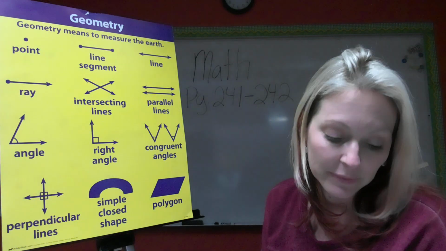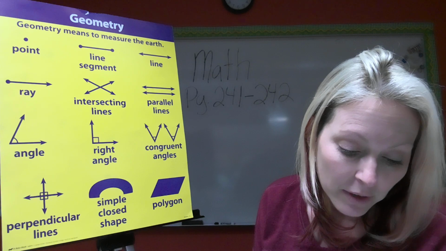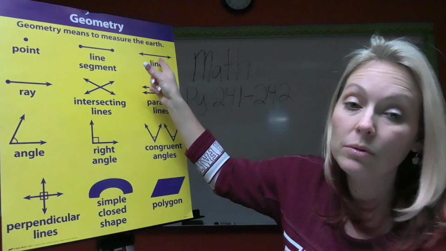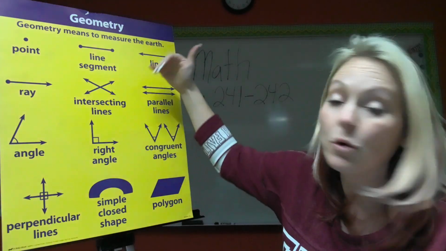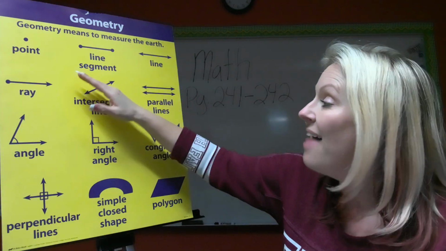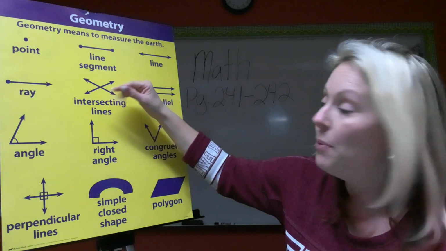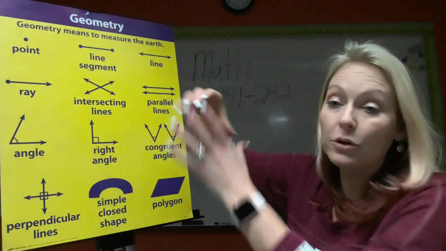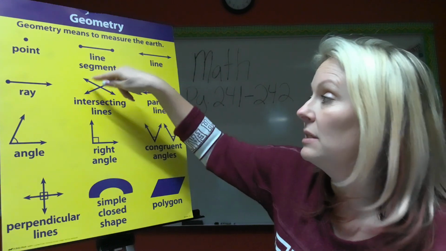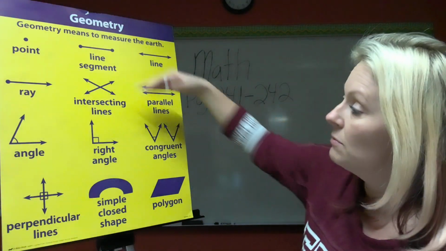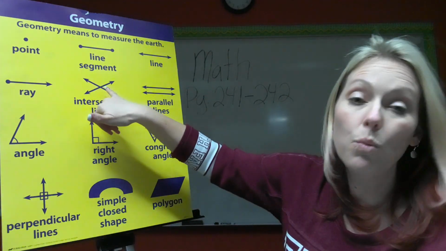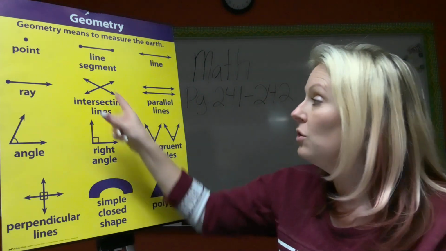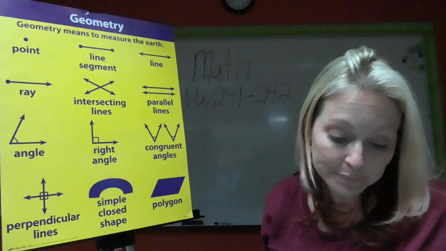So vertex, okay? We also have intersecting lines. Now, this is when you have two lines that end up crossing over each other, and they can cross over each other at any point, but they'll never cross over each other again because they're going in opposite directions, right? This one's going that way, this one's going this way, and that way. There's only one point that intersecting lines will ever meet, just one, okay?